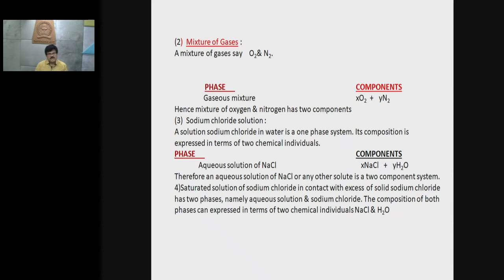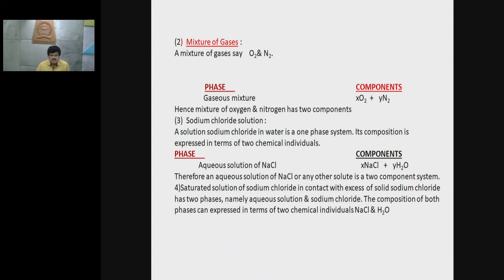Say another example, a mixture of gases. Suppose that a mixture of nitrogen and oxygen is there. In this system, only one phase is there, since all of you know that a mixture of gases has only one phase. But to express the system, a mixture of gas containing oxygen and nitrogen, we have to use two chemical individuals, O2 as well as N2, so it is a two component system. It has component 2 but phase 1. Hence the mixture of oxygen and nitrogen has two components and one phase.